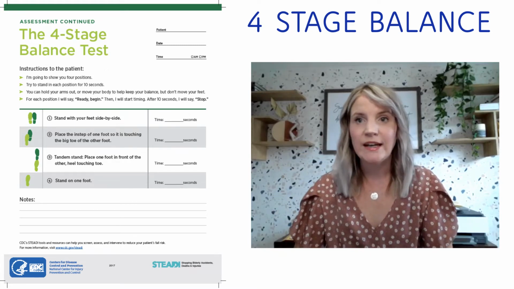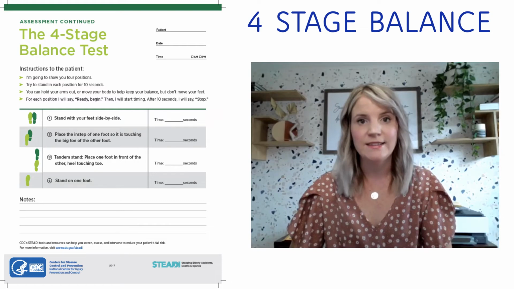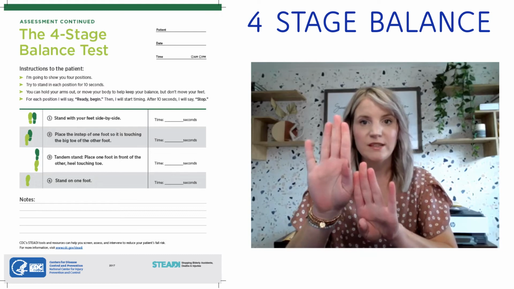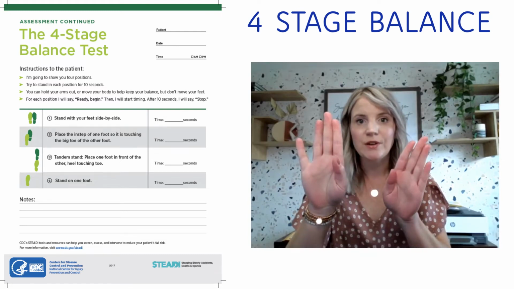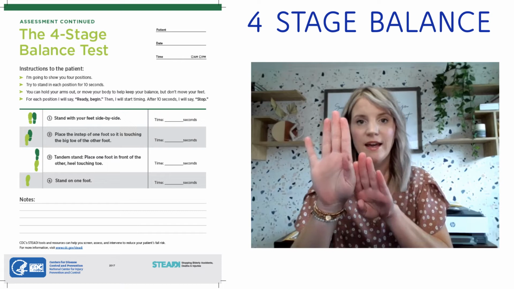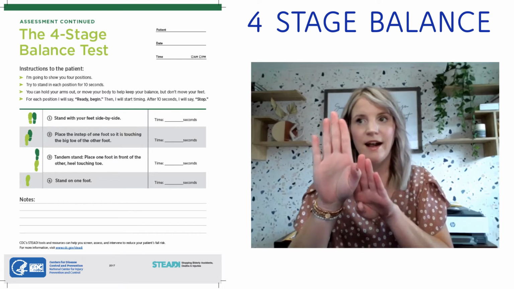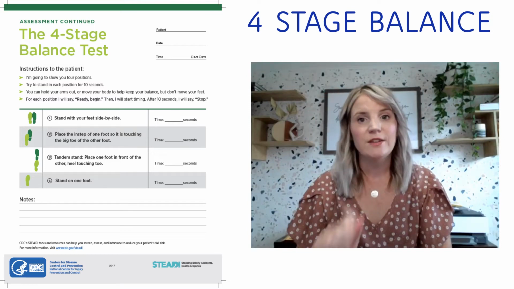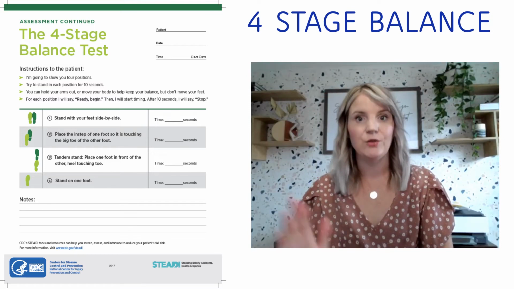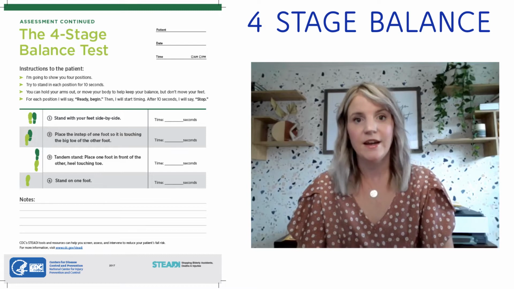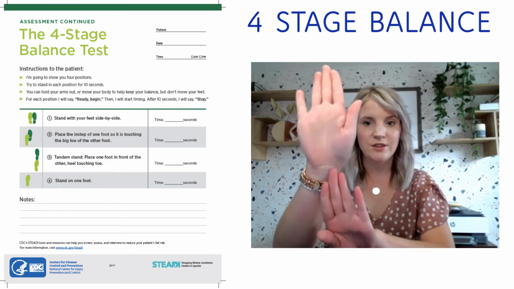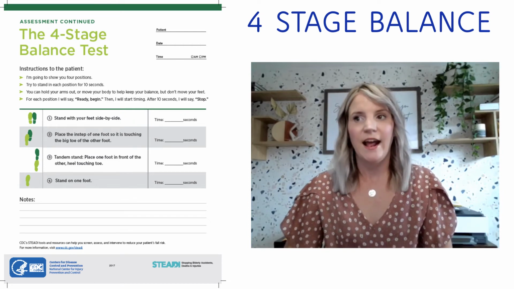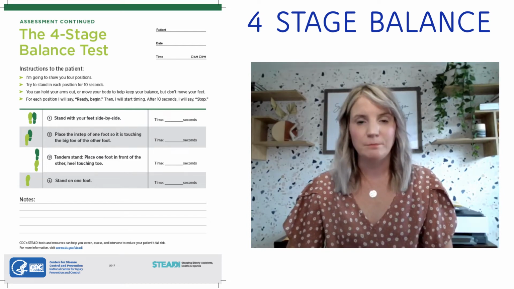So the first one is just a normal side-by-side stance. The second is called the instep, and it's where your feet will be somewhat staggered. You'll take the toes of one foot and bring them to the instep, the middle of the other. And the third is tandem. And it's important to note that if you can't do the tandem, this is where you would know that a fall risk is present. So you'll bring the heels of one foot to the toes of the other and try to maintain that stance for 10 seconds. And the last one is standing on one foot.